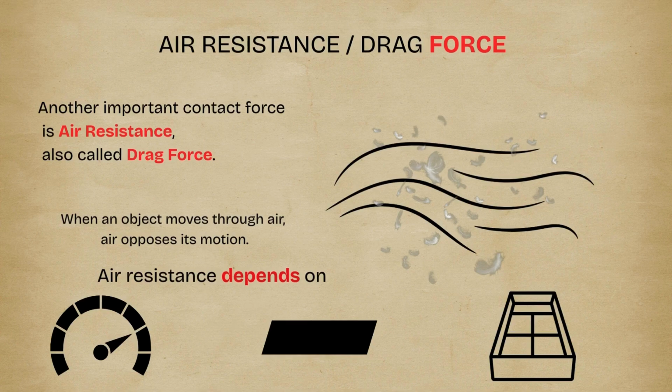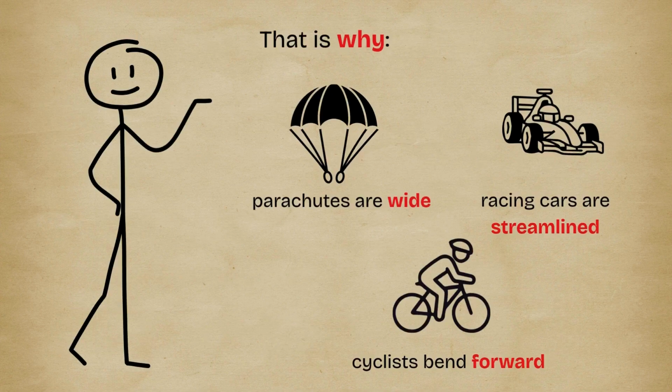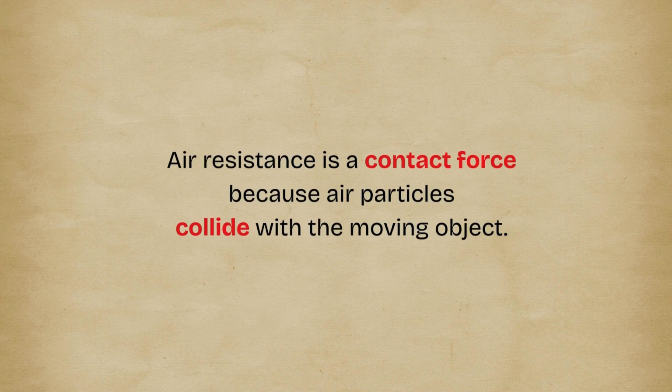Drag force. Another important contact force is air resistance, also called drag force. When an object moves through air, air opposes its motion. Air resistance depends on speed, shape, and surface area. That is why parachutes are wide. Racing cars are streamlined. Cyclists bend forward. Air resistance is a contact force because air particles collide with the moving object.